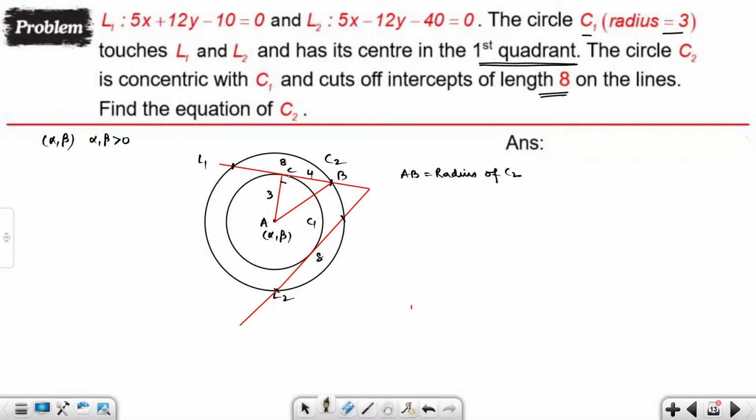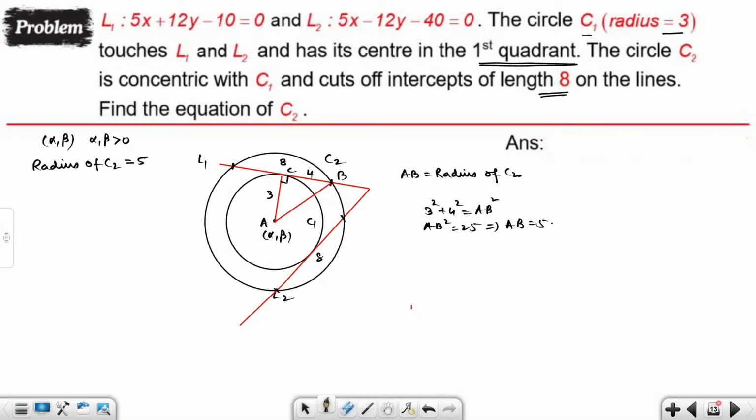This is 90 degrees because we have joined the point of contact with the center. So by using Pythagoras theorem, what we can say: 3 square plus 4 square is nothing but AB square. So AB square gives us 25, which implies AB is 5. So immediately we got the radius of C2, which is nothing but 5.